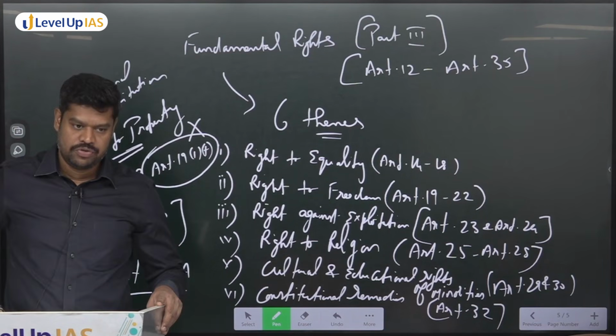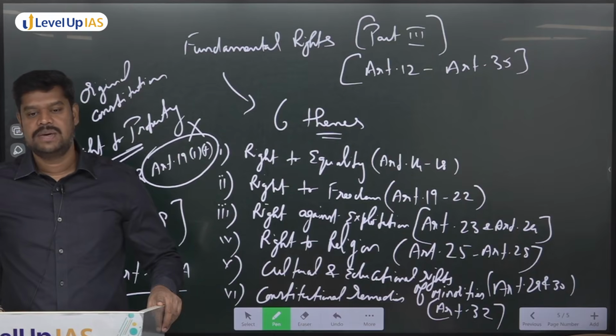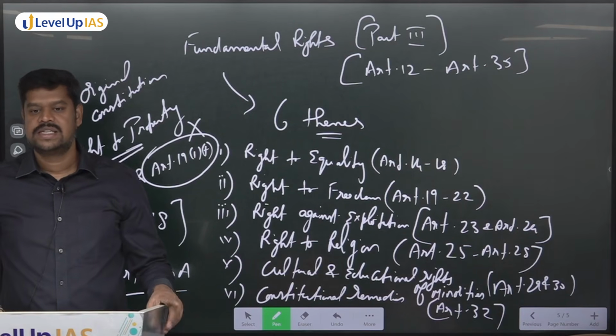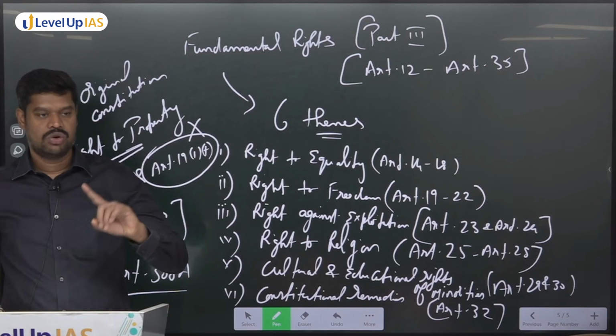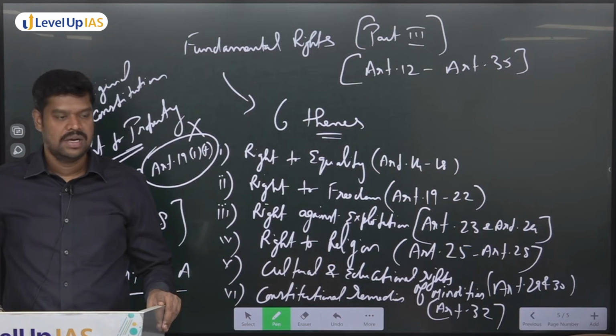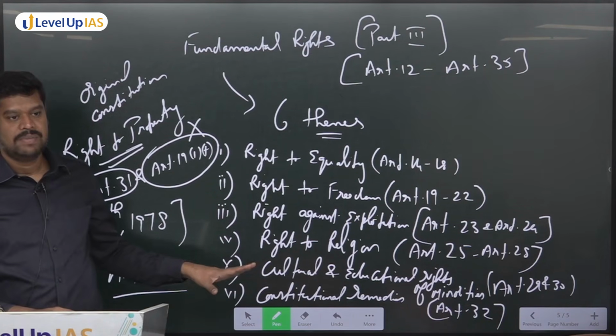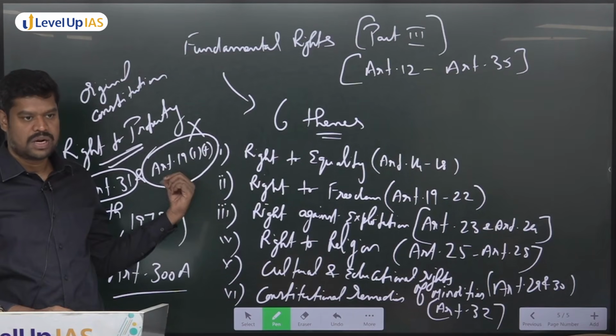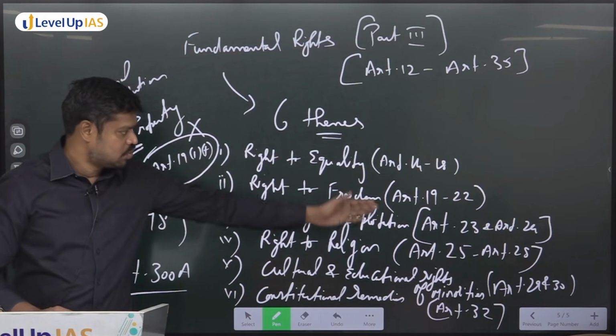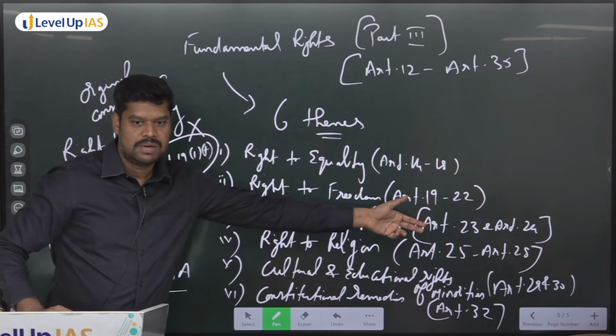So is that clear to all of you? Therefore, how many themes of fundamental right do we have today? 6 themes of fundamental right. In the original Constitution, there were 7 themes, and one was removed by the 44th Constitutional Amendment Act. All these things can be asked in your prelims examination about the right to property. They can ask you what are the different themes, they can ask you about the article number.